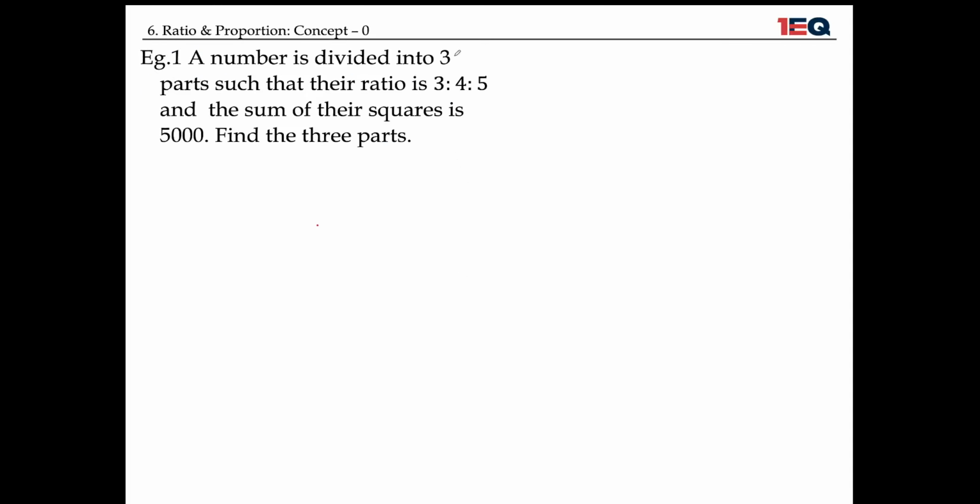so here goes the first question. A number is divided into 3 parts which are split in the ratio 3:4:5 and the sum of their squares is 5,000. Find the 3 parts. So firstly, whenever we are studying ratios, there is a very cool thing which you must remember.